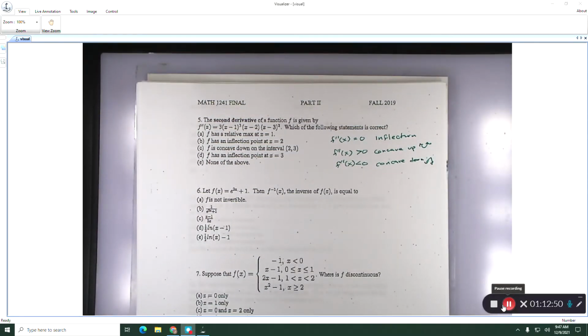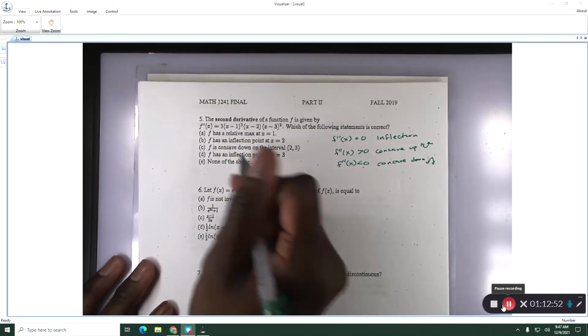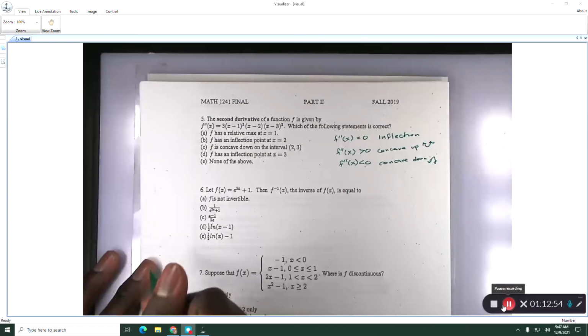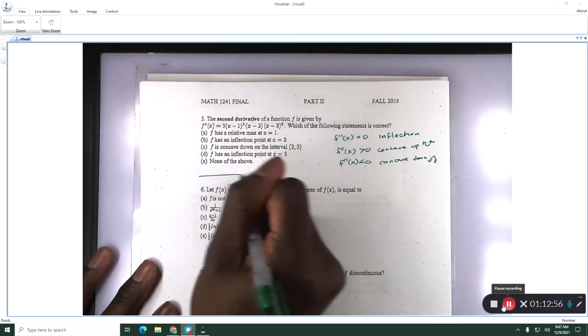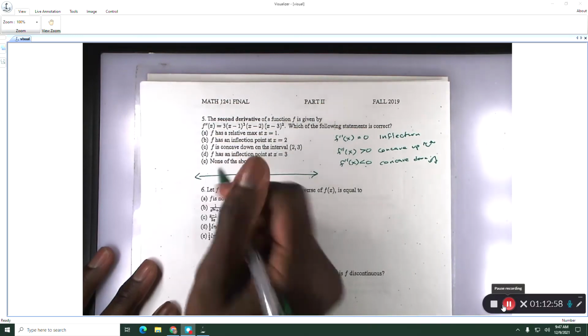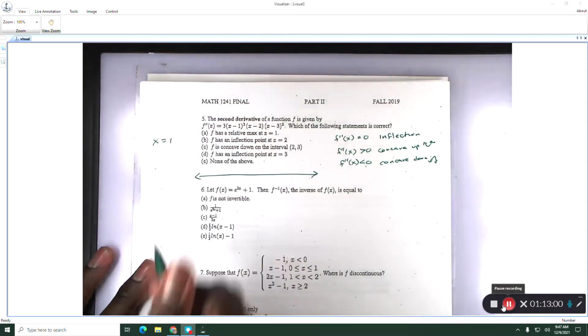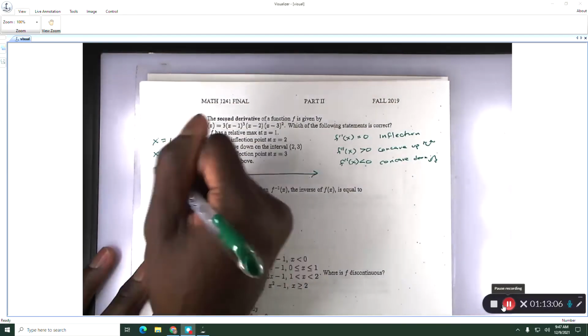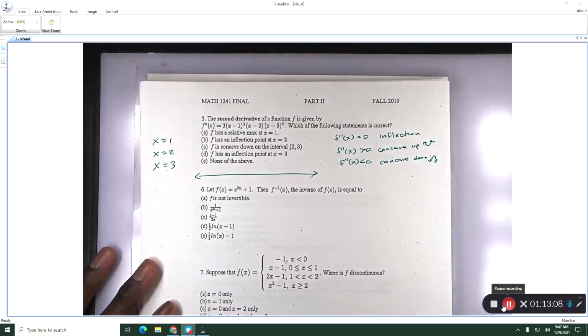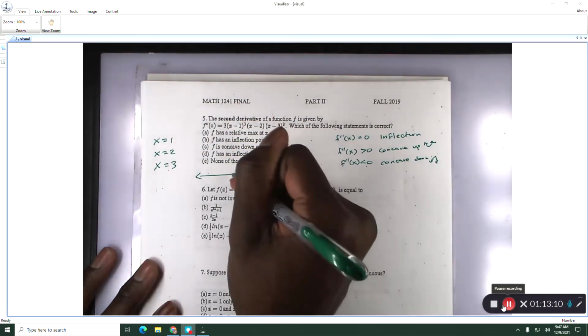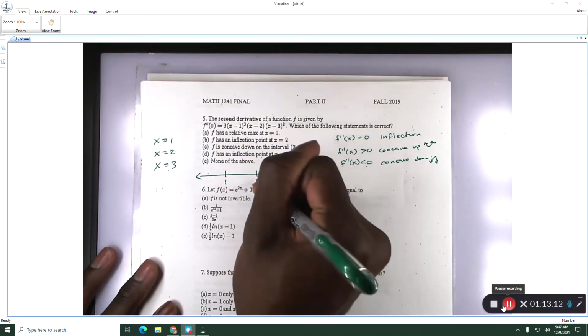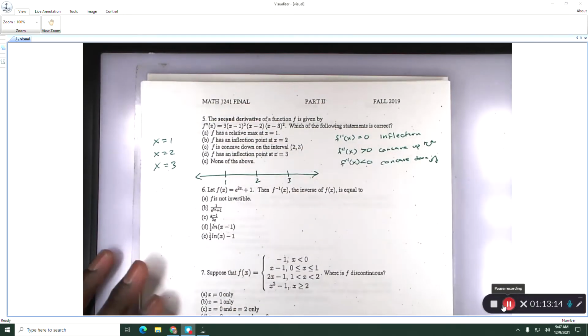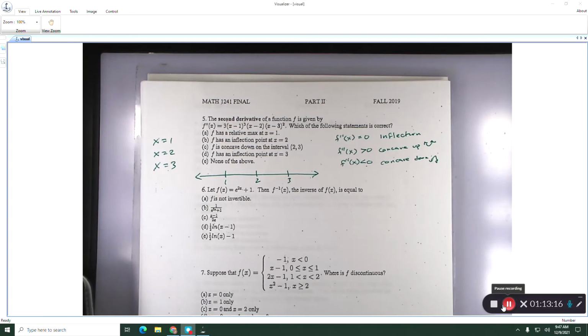So what I want to do here, well, I know my x values are my critical points. So x equals 1 is a critical point, x equals 2 is a critical point, and x equals 3 is a critical point. Plot 1, 2, and 3. All right, and it's asking me some questions.